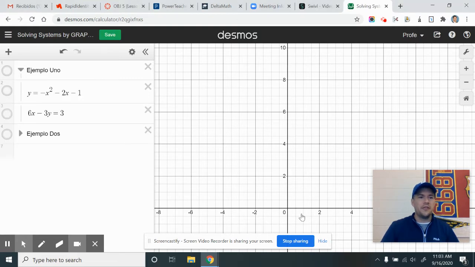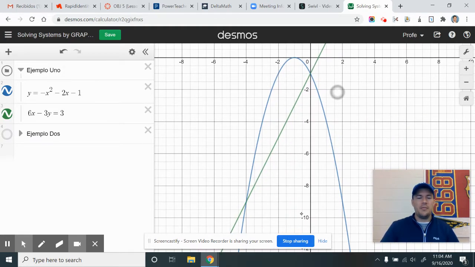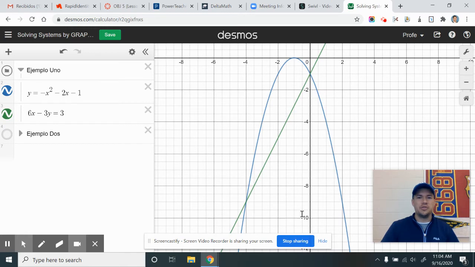So here in our first example, we have a linear function and a quadratic function. All right. And so once again, graph the first one. The first one is quadratic. That's that upside down U shape. That's a quadratic function. That U shape is called a parabola. All right. So we have a parabola, and then we have our linear function, 6x minus 3y equals 3. So we need to know the difference, which one's quadratic, which one's linear.